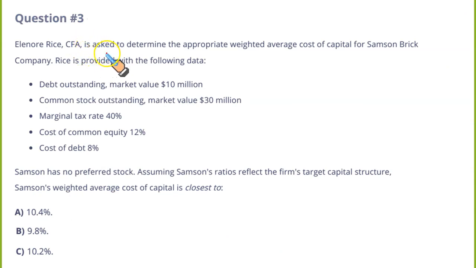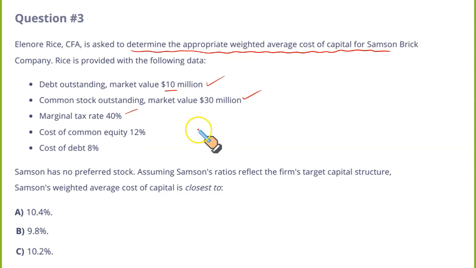Eleanor Rice, CFA, is asked to determine the appropriate weighted average cost of capital for Samson Brick Company. Rice is provided with the following data. Debt outstanding, market value is 10 million. If book value and market value are both given for the components of capital, you should always take market value. Market value 10 million, common stock outstanding, market value 30 million, marginal tax rate 40%, cost of common equity 12%, cost of debt 8%.